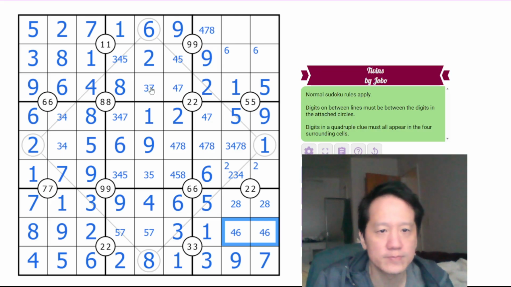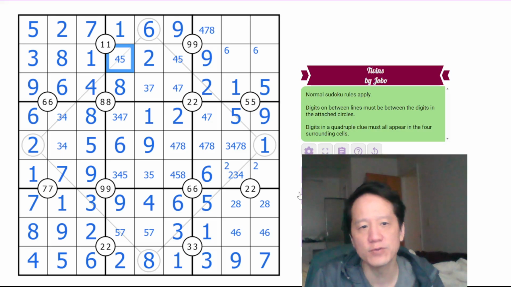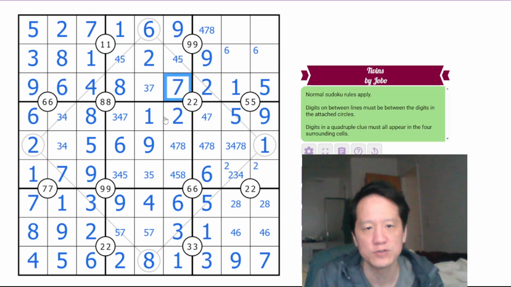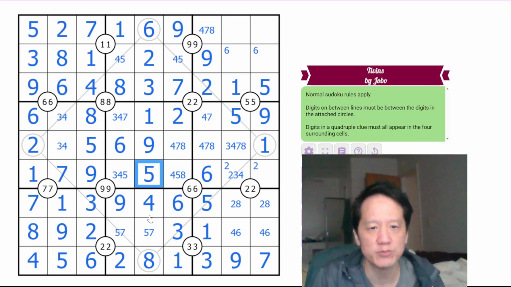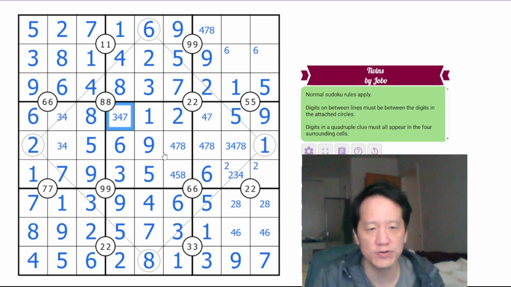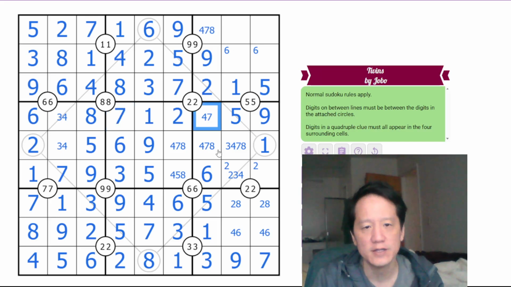Okay. This can no longer be 3, so we have a 4-5 pair in this box, which eliminates 4 and 5 in the rest of the box. This can't be 4, so it's a 7, which makes that 3, which makes that 5, and 7 by normal Sudoku. This can't be 7, so this is 5. This can't be 5, so this is 4, which makes that a 5. This cannot be 4 or 5, so this is 3. This can't be 3 or 4, so this must be 7. That makes this a 4, which means none of these could be 4.